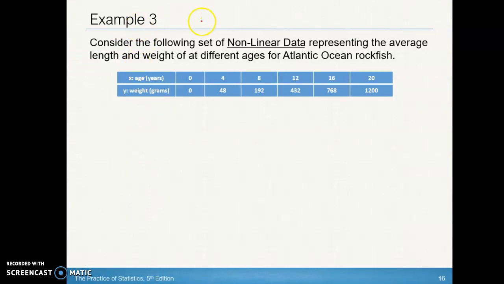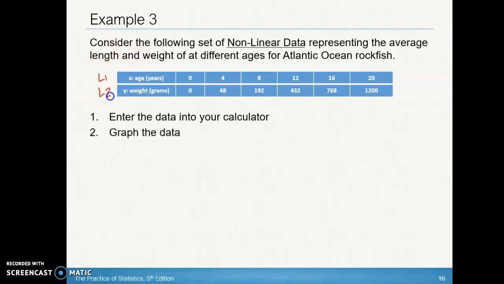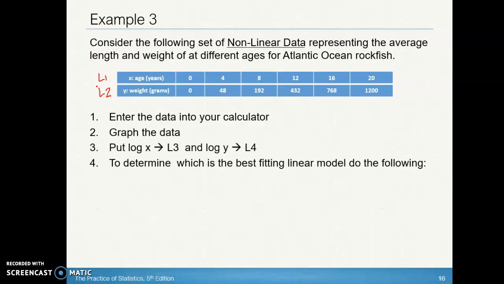All right, so let's take a look at this nonlinear data representing the average length and weight of different ages of Atlantic Ocean rockfish, okay? So this is our x in years and this is our y in the weight. So let's enter the data into your calculator. Remember, this is list 1, this is list 2, and let's graph it, okay? After we graph it, you should notice that it is a curved function.